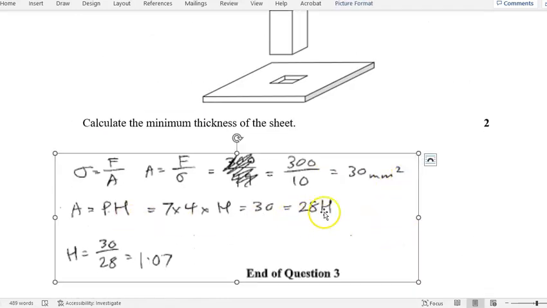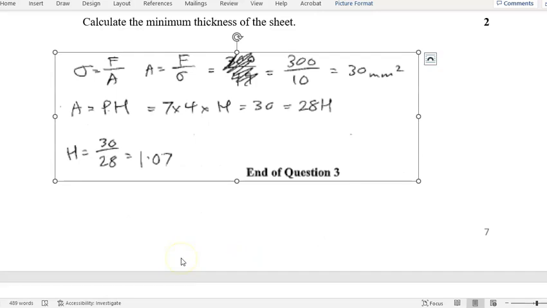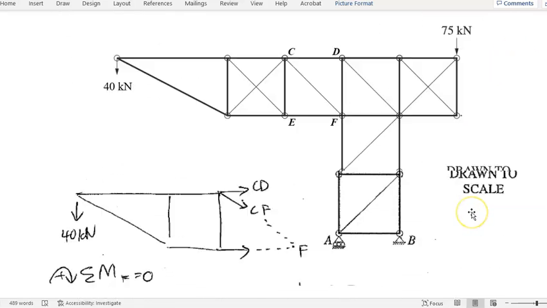Now, if I know that, the perimeter is 7 times 4, because there are 4 sides: 7 plus 7 plus 7 plus 7, and so it's 4 times the thickness. I said that's 30 divided by 28, which is going to give us an answer very, very close to 1, so it's 1.07, and that's in millimeters. I crossed out because I tried to fit my scan onto the page.